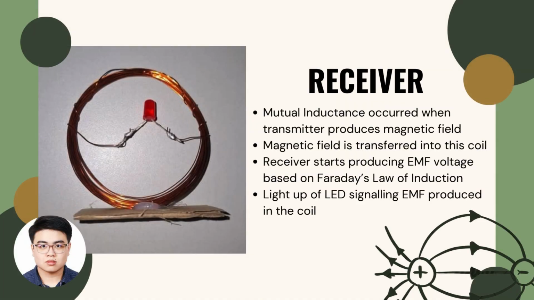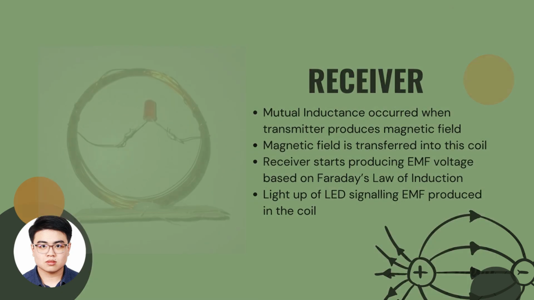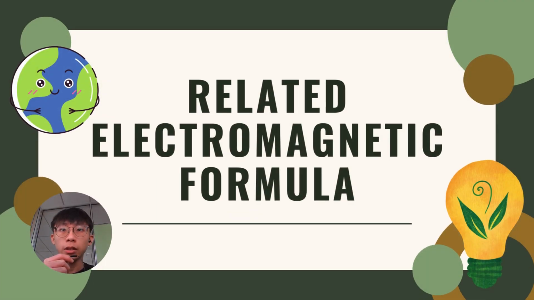The oscillating magnetic field produced by the transmitter is used to induce the receiver due to mutual inductance, and hence the receiver will produce an EMF voltage based on Faraday's law of induction. With this EMF, it will light up the LED. Hence, power is transferred to the receiver wirelessly. Therefore, from the transmitter and receiver pair constructed just like that, we can produce a wireless power transfer system.